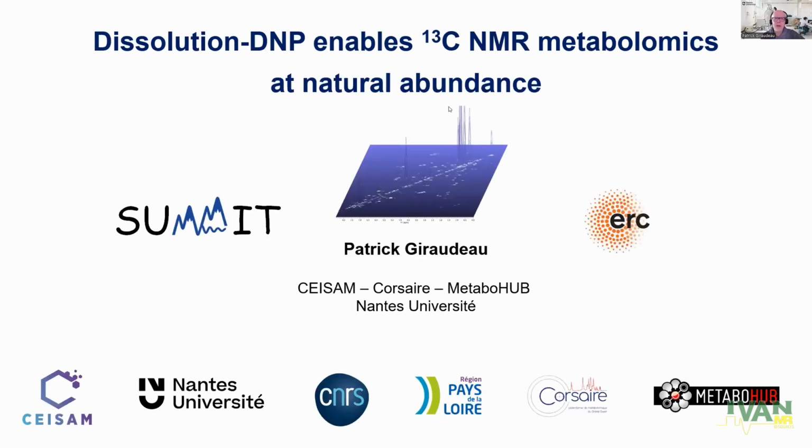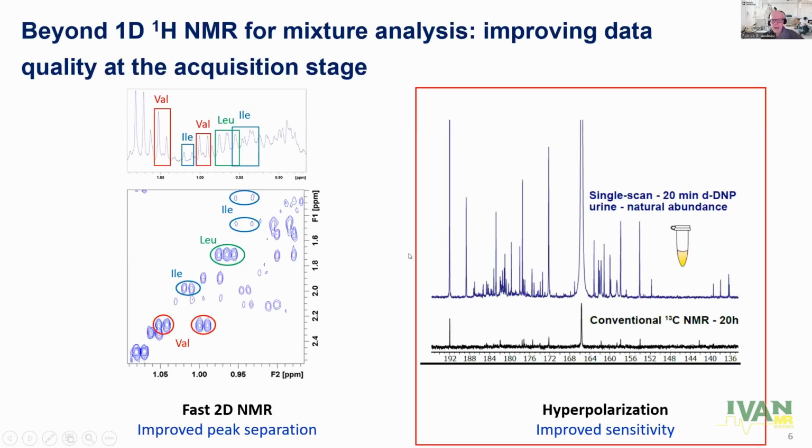I'm going to talk about the topic of dissolution DNP for metabolomics at natural C13 abundance, trying to show you what we've been doing along these lines in the last 5 years mainly, and started a bit before. So in our group, what we are trying to do in general is to develop NMR methods to improve peak separation.